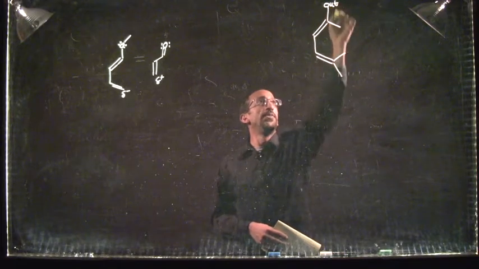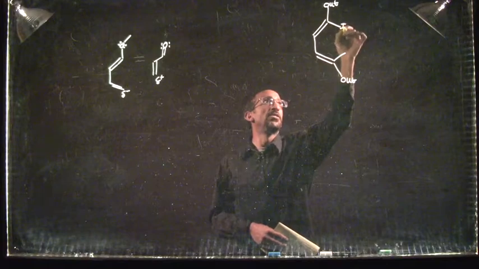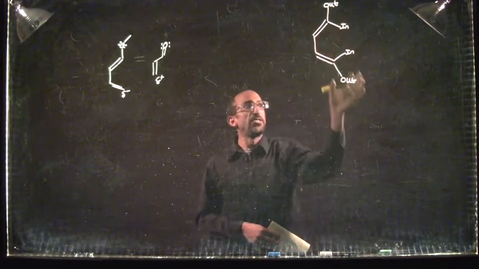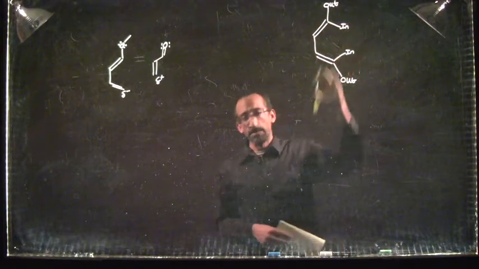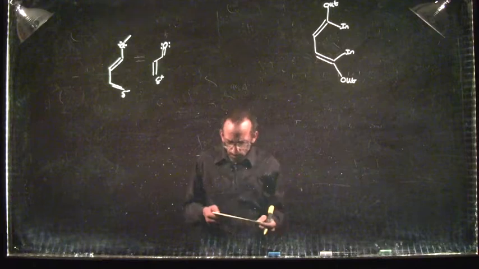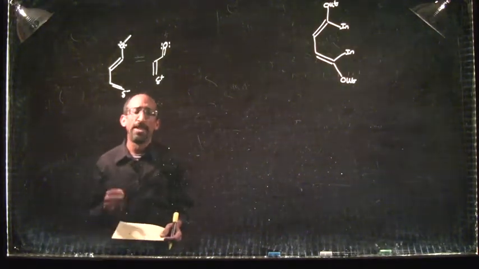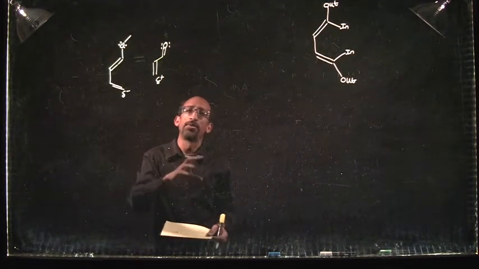I'm going to call 2 of these locations out, and I'm going to call 2 of these locations in. These are on the outside of our diene. These are on the inside of our diene. So we need to keep that in mind. So I'm going to draw the first of 4 possible transition states, and then we're going to draw all of them out, and then I'm going to walk through each one.